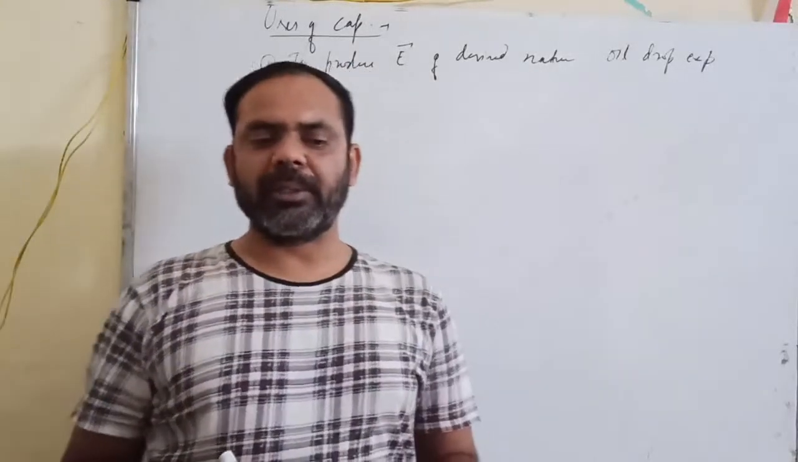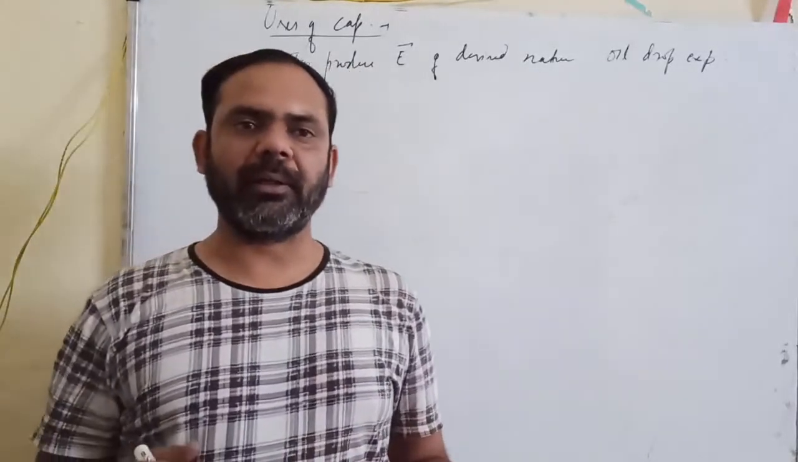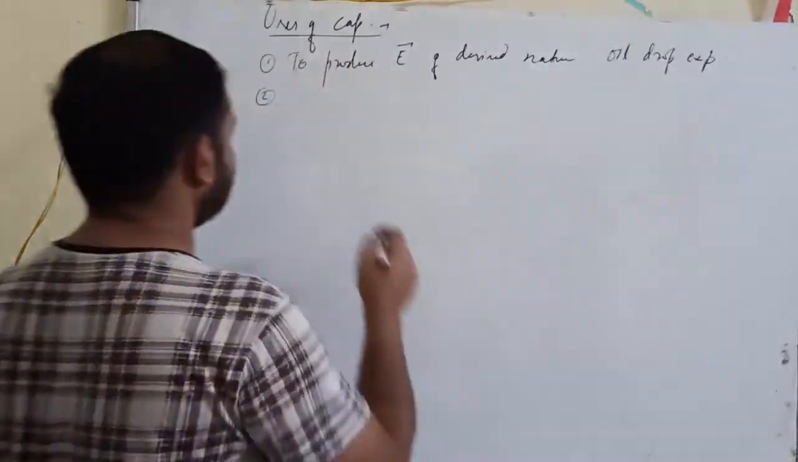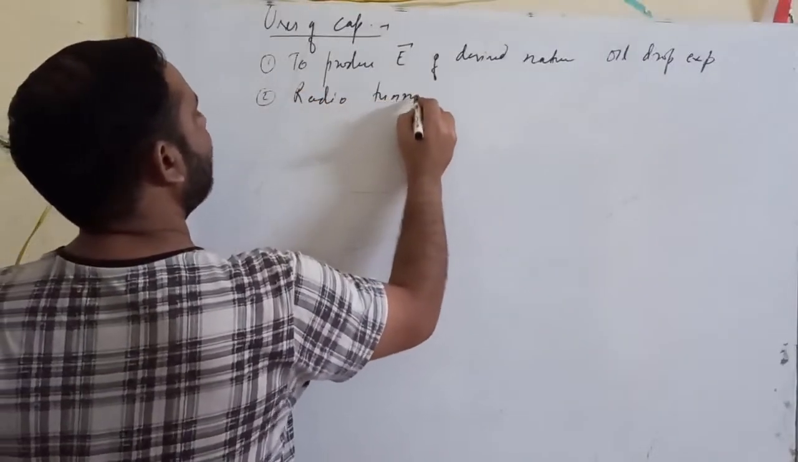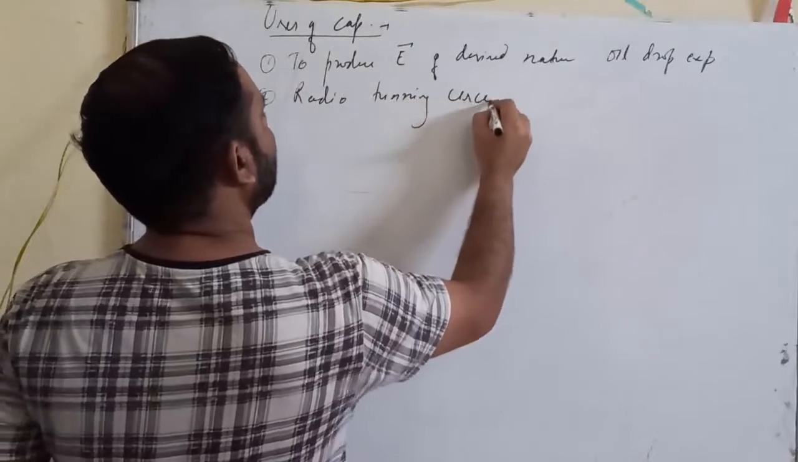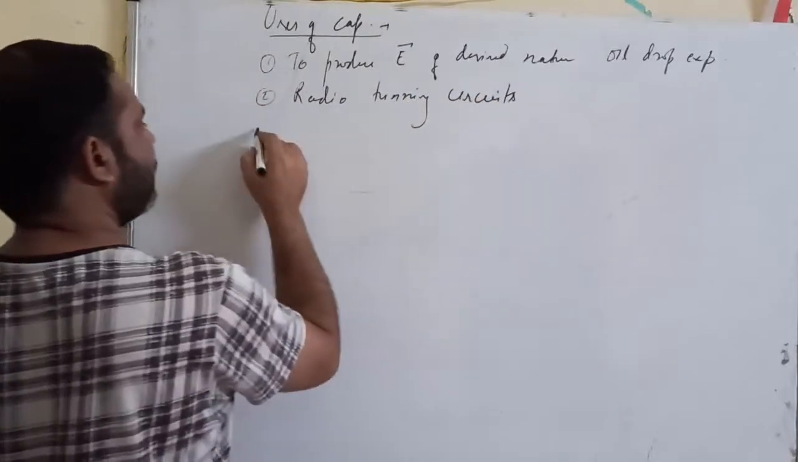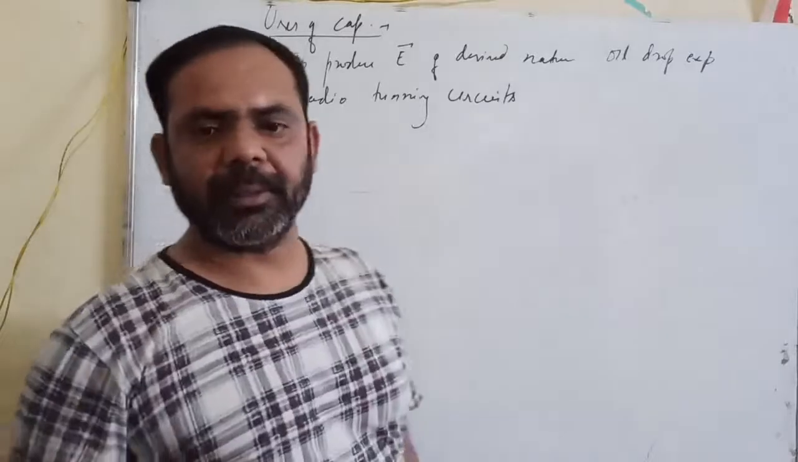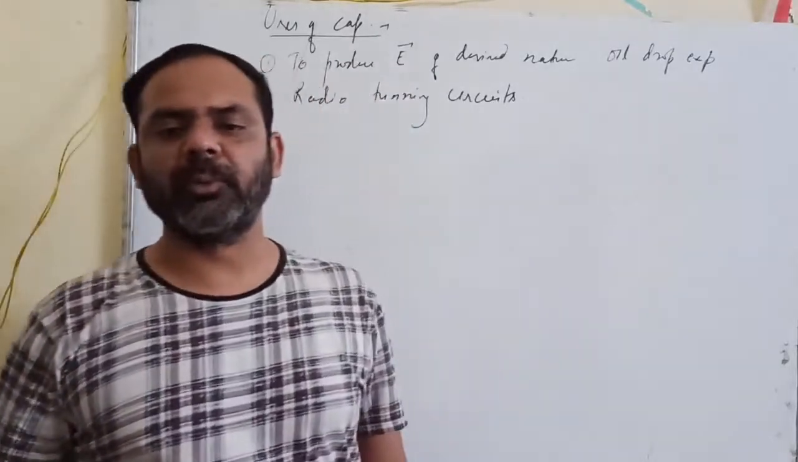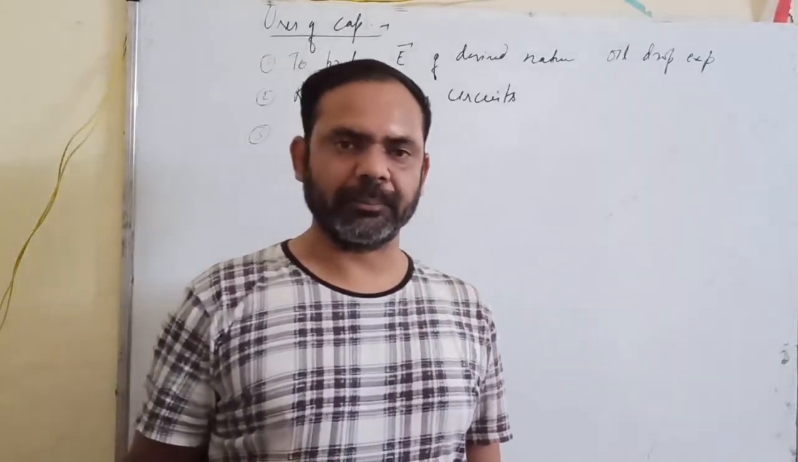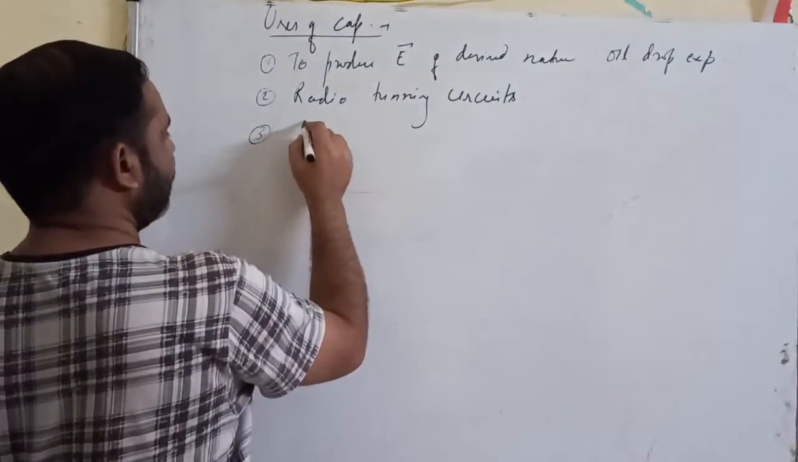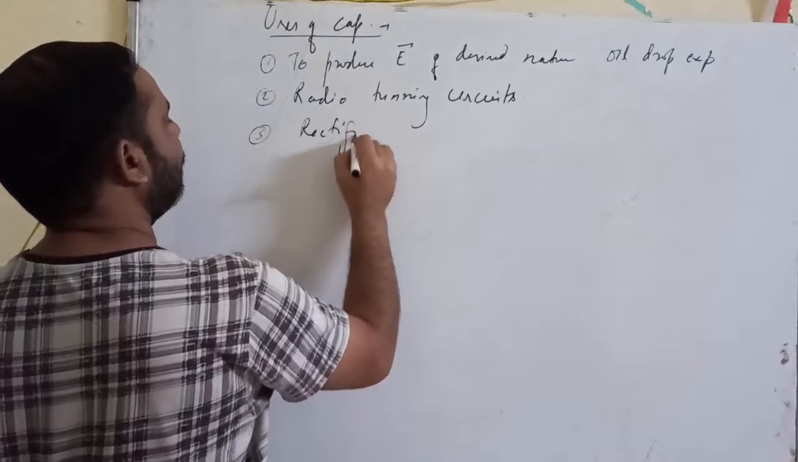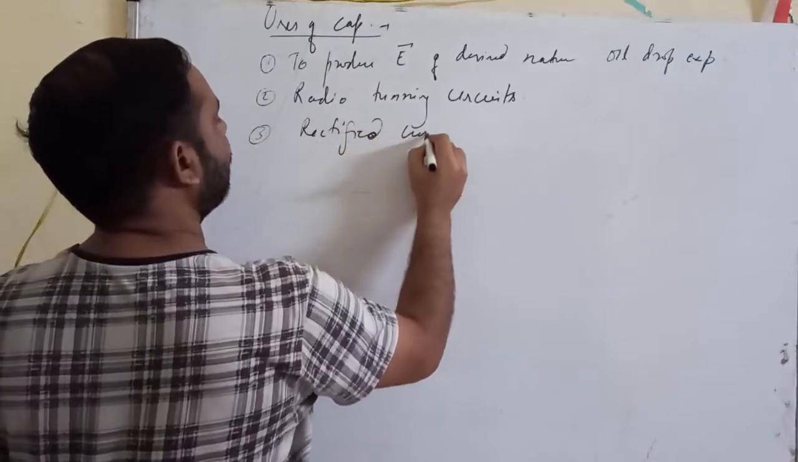The second important use is in radio tuning circuits. Third is in power supplies for smoothing the rectified current.